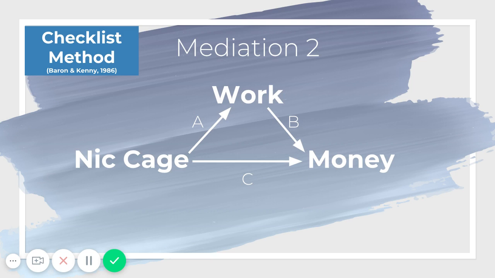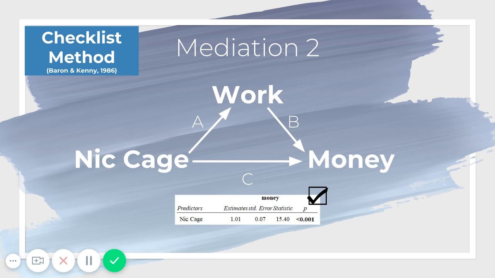All right, next we're looking at the second mediation model we have. This is using that same checklist from Baron and Kenny. So we want to look at if Nick Cage can predict money, and if work can be a mediating variable between those two things. So if Nick Cage can predict work, and work can also predict money, to see if the entire relationship is significant.